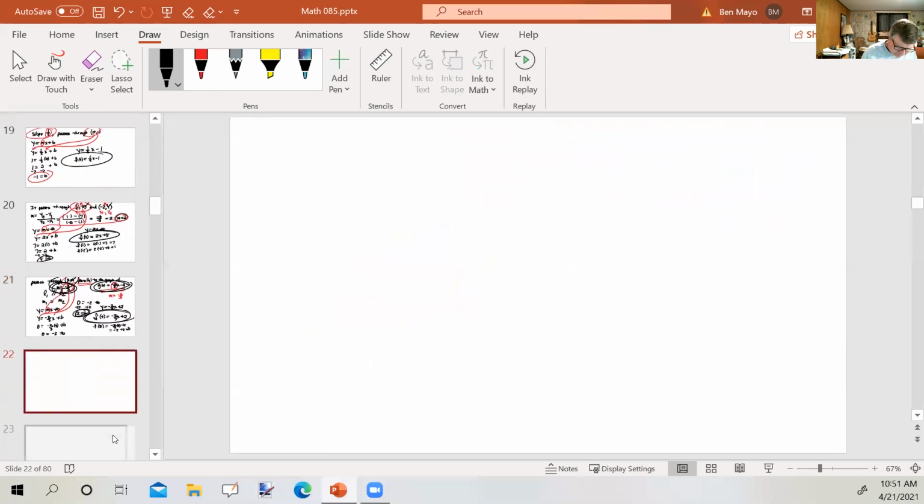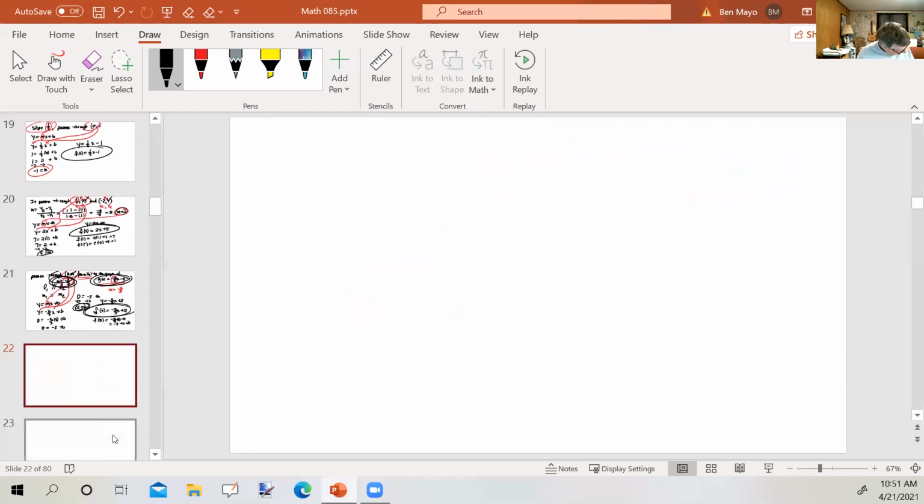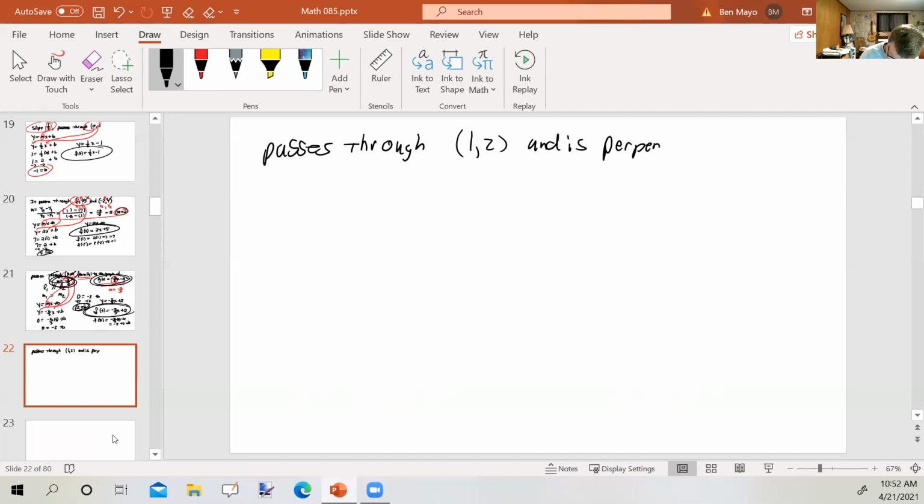Let's see here. This one says we want an equation of a linear function that passes through (1, 2) and is perpendicular to the graph of g of x equals negative x over 6 plus 1.